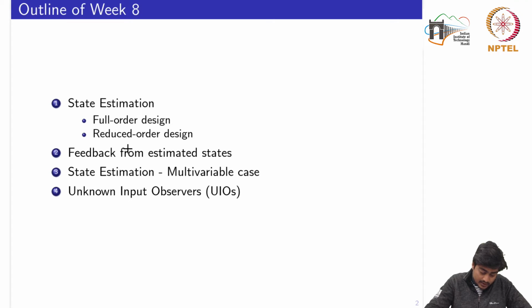Both the first point and the second point, we will be focusing only on the single input and single output case. In the third point, we will generalize the previously discussed results for the multivariable cases. And finally, we will discuss the unknown input observer, its definition, and also the synthesis procedure for the UIO.